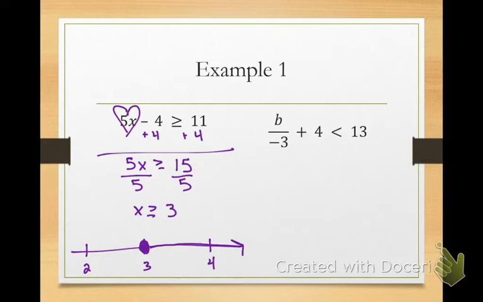All right, next example. B over negative 3 plus 4 is less than 13. I want you to put the heart where you think it goes in this inequality. Go ahead and put your heart. All right, Daniel, where'd you put your heart? Yes, B over negative 3. Very good. Destiny, what would we do next? Subtract 4. Very good, subtract 4.